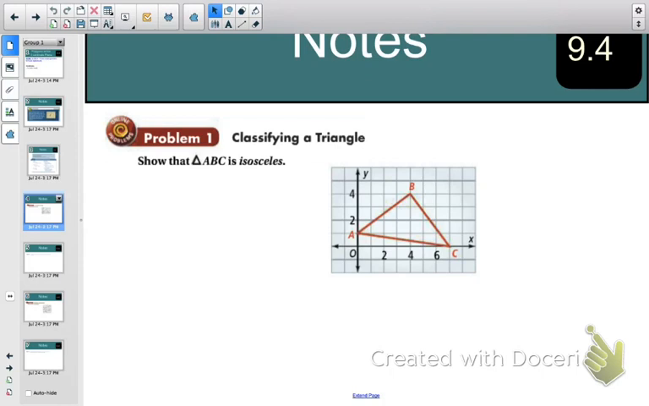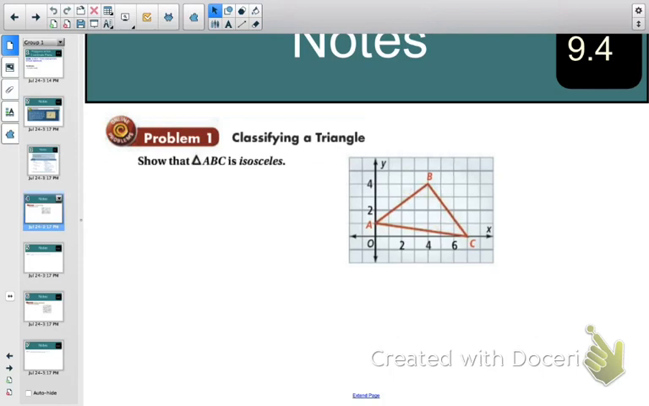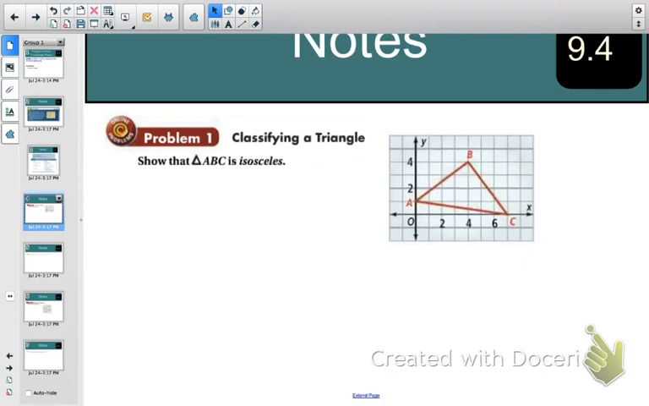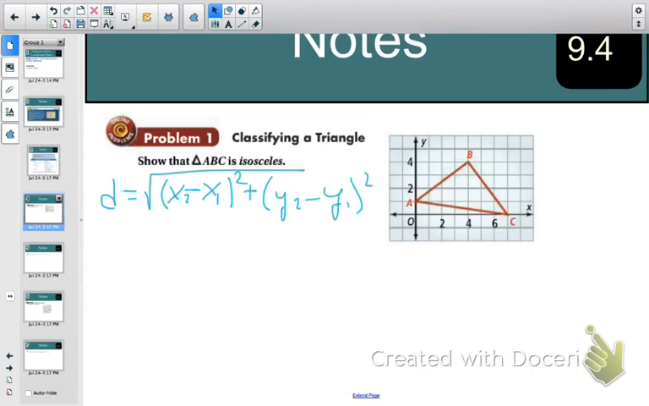Okay, and then this says show that triangle ABC is isosceles. So to do that, we need to show that two of the sides are the same. So in this case, because we want to show that two sides are congruent, we use the distance formula. So let me rewrite it. Distance equals square root, parentheses, x2 minus x1 squared plus y2 minus y1 squared. And then we just plug in our points.